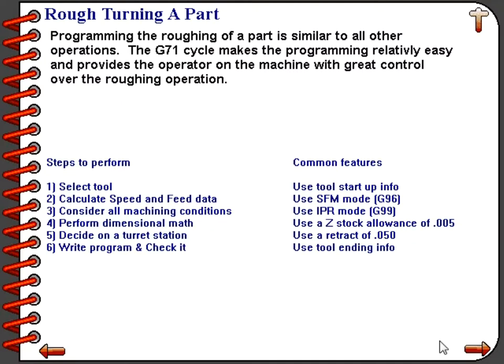For the roughing operation, the basic steps to perform are: 1. Select a tool. 2. Calculate the speed and feed data. 3. Consider all machining conditions, such as work holding, workpiece material, machine condition, and condition of tooling. 4. Perform the dimensional math as we have done with all other operations. Step number 5, decide on a turret station for our tool. And number 6, write the program and check it carefully.